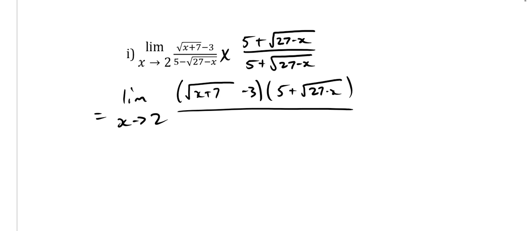And on top, look at how I wrote this out. I've got this whole big mess times this whole big mess, all in brackets. That's really important. But I'm not actually going to expand that yet. And then what happens on the bottom? This is sort of what I was talking about before. So you get 5 times 5, which is 25. And then you get the thing positive and the thing negative, which add to 0, like the difference of squares. And then we get the square root of 27 minus x times itself. One's positive and one's negative. So I end up with minus 27 minus x.